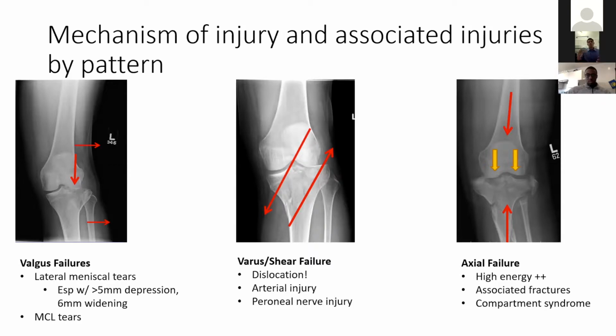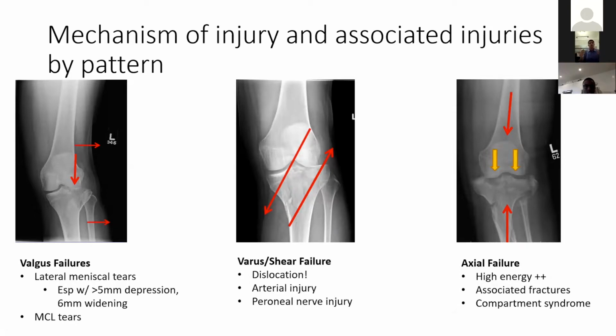But what he did introduce with this, and I think why it gained so much traction, is because it actually does help guide your management, and it helps you think about the injury. So if you broadly think of the Schatzker classification, it's going to put you into three categories of mechanisms. You're going to have the valgus failures, the varus failures, and axial failures. That's kind of your lateral, medial, and bicondylar smashes.